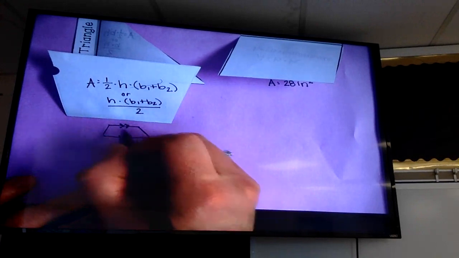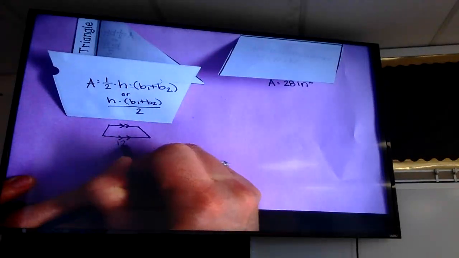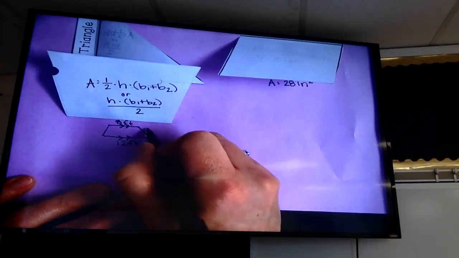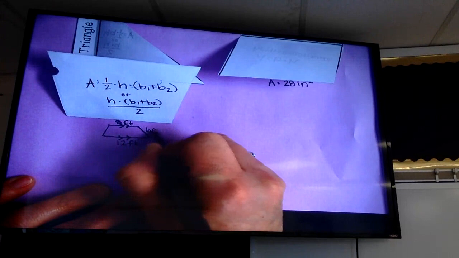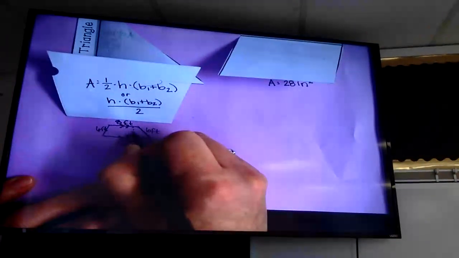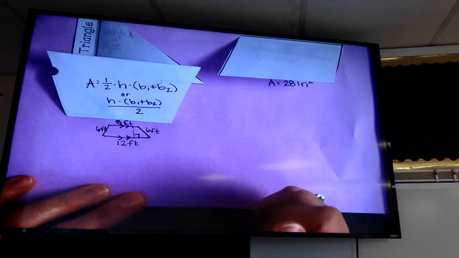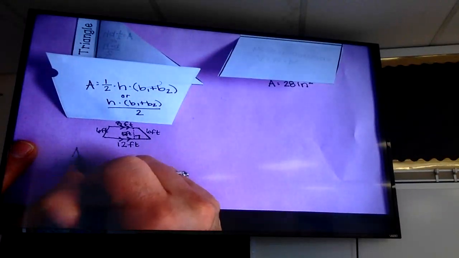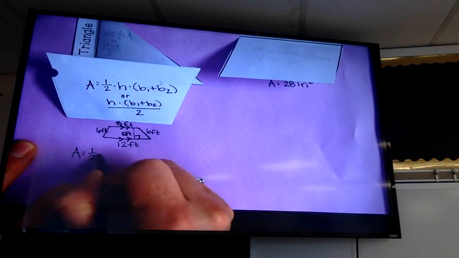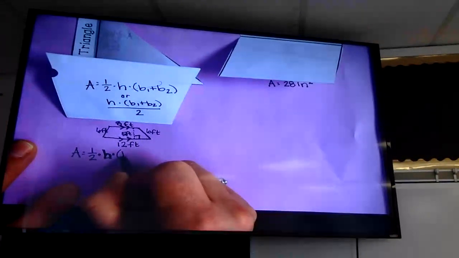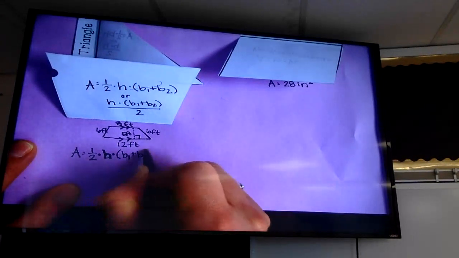So here's my trapezoid. I'm going to give it some measures. Let's say that this one is 12 feet. Let's say this one is 8 feet. Let's say this side is 6 feet, and this side is 6 feet. But this is another one where we have to look for an altitude, a 90-degree angle. Okay, and I'm going to say my altitude this time is 5 feet. I'm going to say area is 1/2 times the height, times base 1 plus base 2.